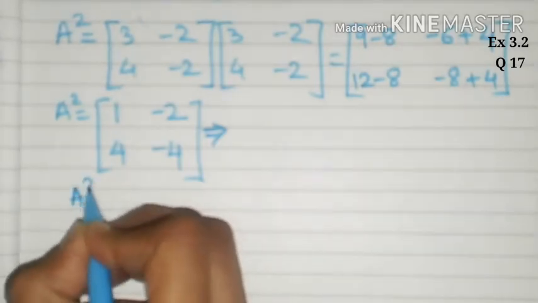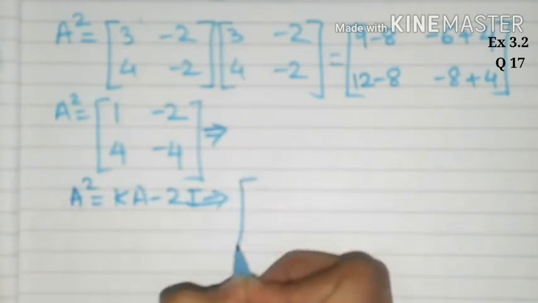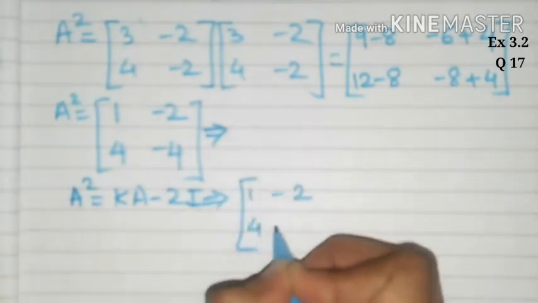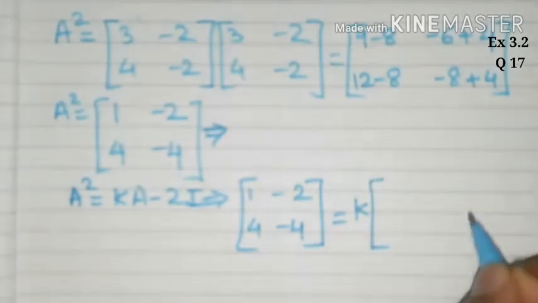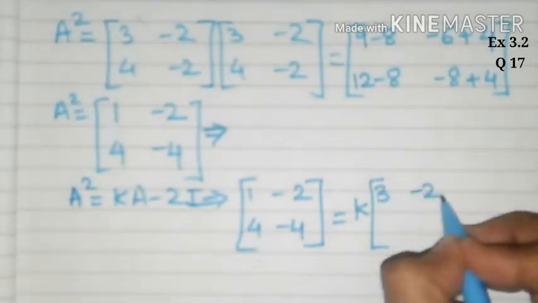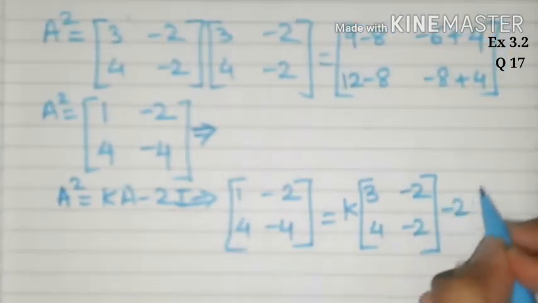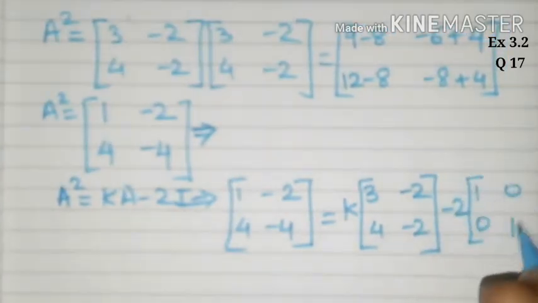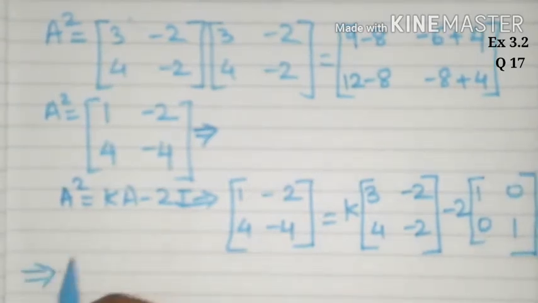So the equation is A square is equal to KA minus 2I. So A square value is 1 minus 2, 4 minus 4, which is equal to K as it is. Now matrix A is 3 minus 2, 4 minus 2, minus 2 times the identity matrix. So let us solve this part further. The LHS will keep as it is.